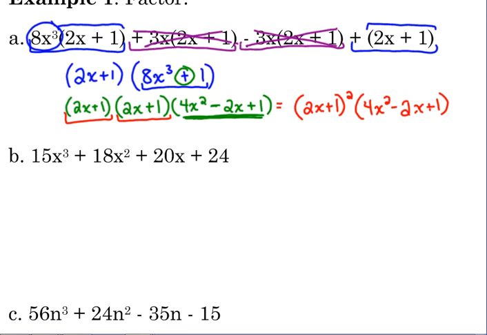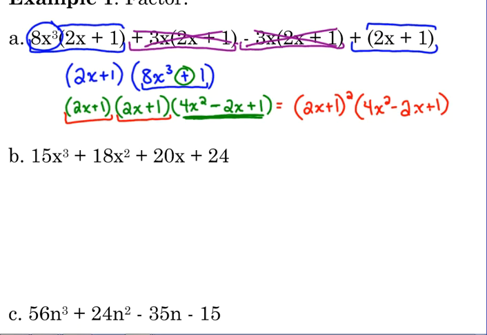Okay, let's look at B. B is a little less intimidating to look at. 15x cubed plus 18x squared plus 20x plus 24. The dead giveaway with B is that there are 4 terms.